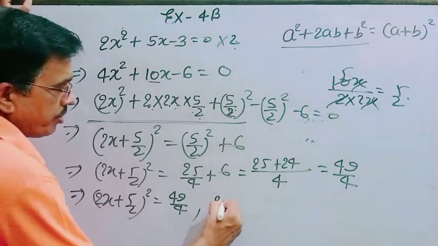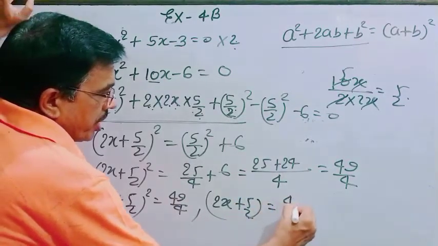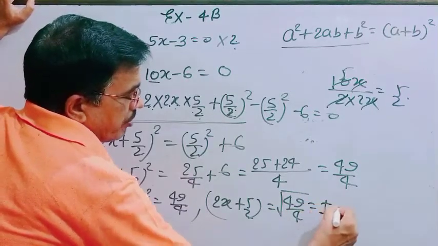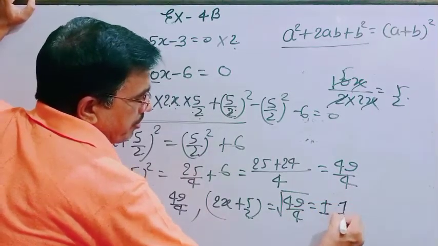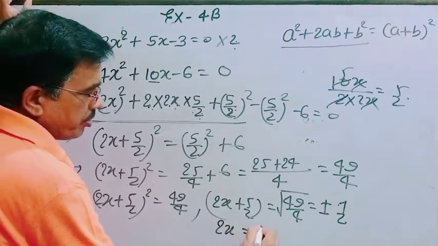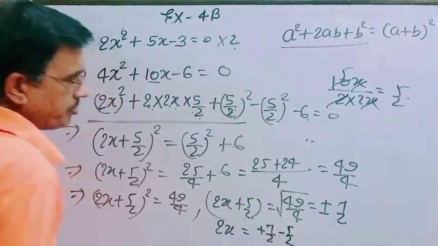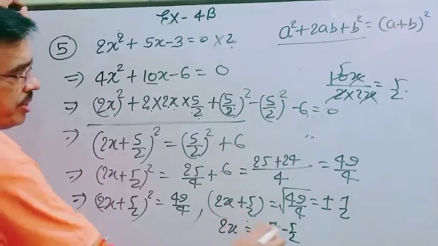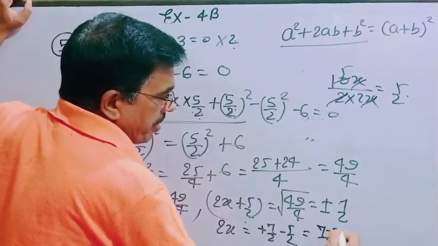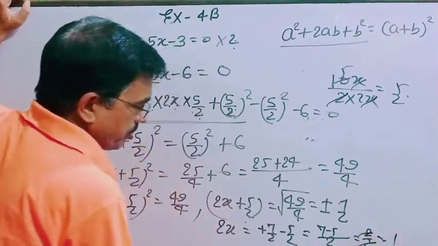This square is converted into root. That is, 2x plus 5 by 2 is equal to the root of 49 by 4. What is the value? It is plus minus 7 by 2. So what is the value of 2x? Then 2x is equal to plus 7 by 2 minus 5 by 2, because this is plus 5 by 2, so minus 5 by 2. Take LCM, this is 2. This is 7 minus 5. That is 2 by 2. So it is 2. So what is x?